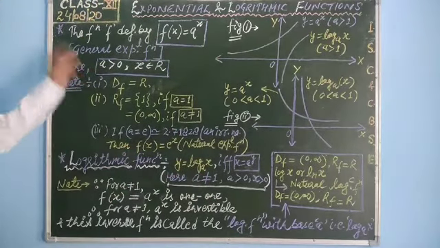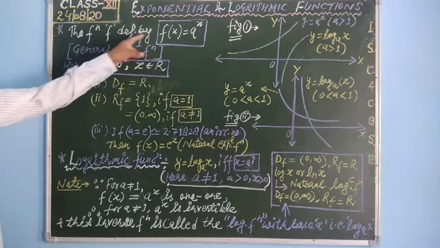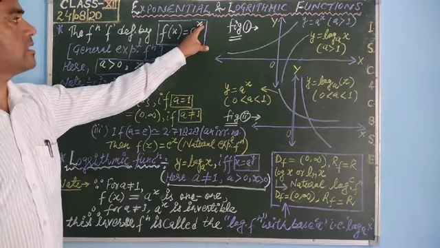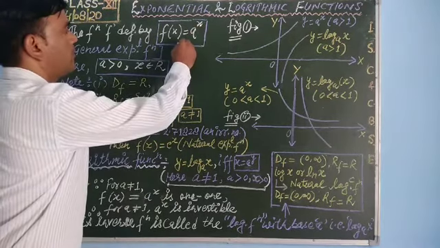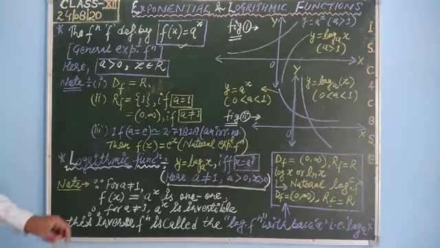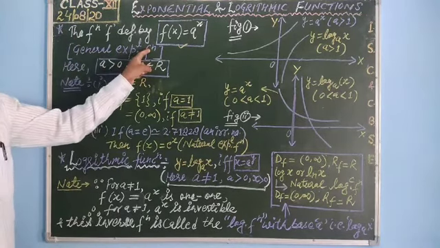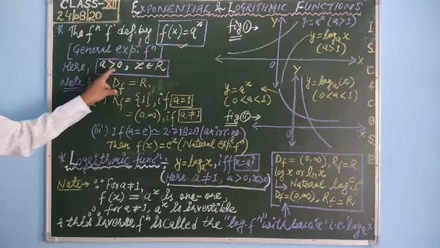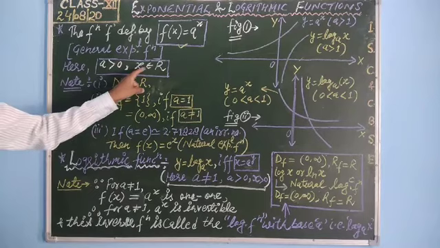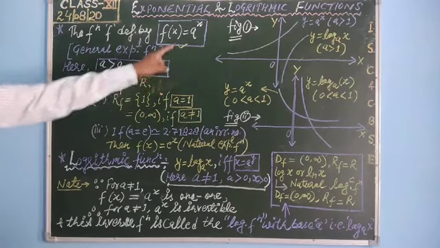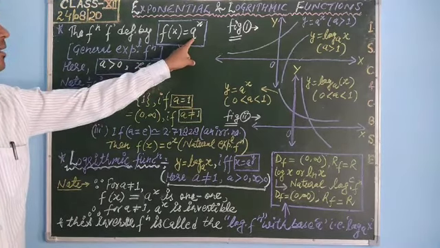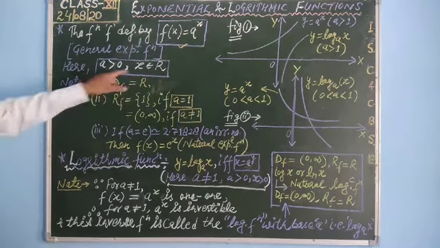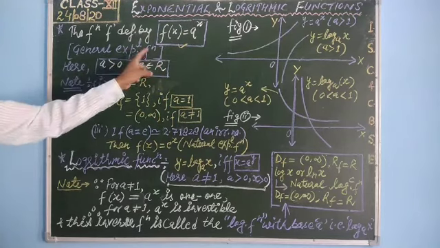First I am taking the exponential function. The function f defined by f(x) = a^x. Here a is the base, x is the power. This function defined by f(x) = a^x is called the general exponential function because the exponent is x and the base is a, where the condition is given as a > 0 and x belongs to the real numbers. It means the base should be a positive real number and the power should be any real number. Then this function is called the general exponential function.